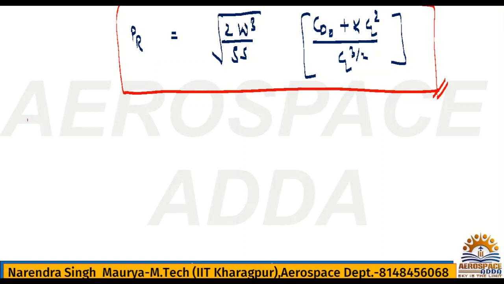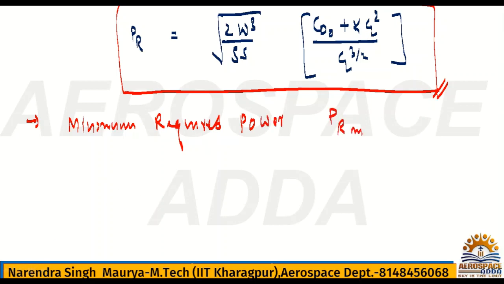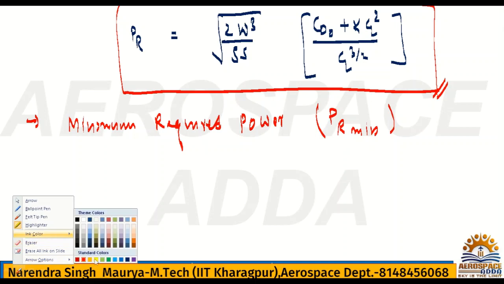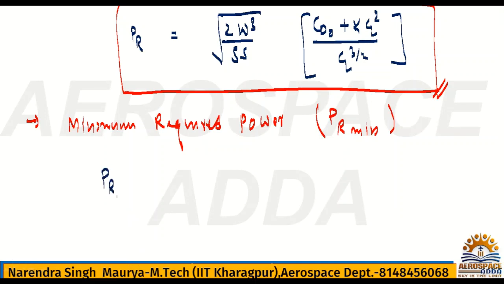But now we want to write the minimum required power. Now, what is the condition? They are asking for PR minimum. So how to minimize this? Very simple. To minimize the function, this is basic mathematics: you just take the first derivative and make it equal to 0. To maximize or to minimize the function, the concept is the same only.